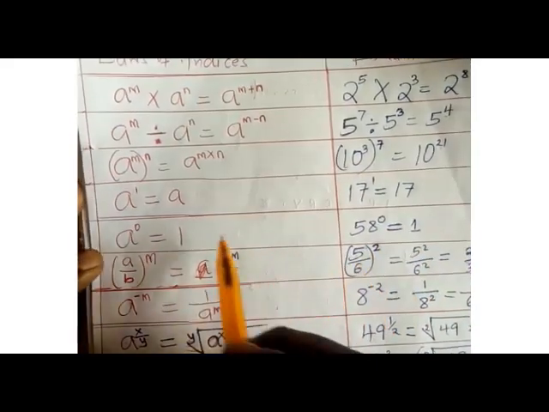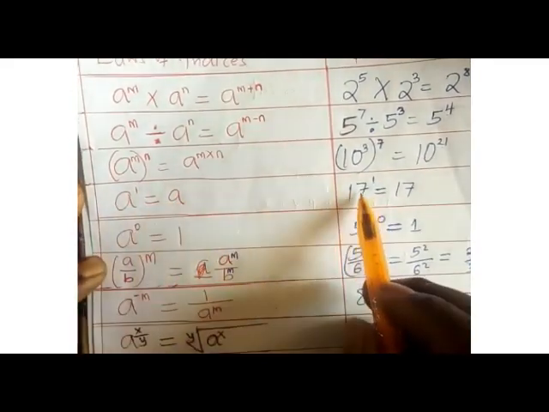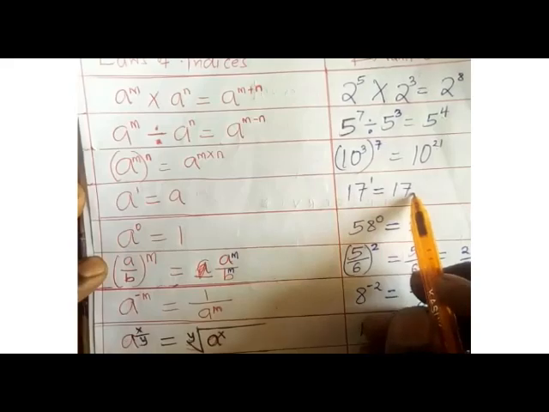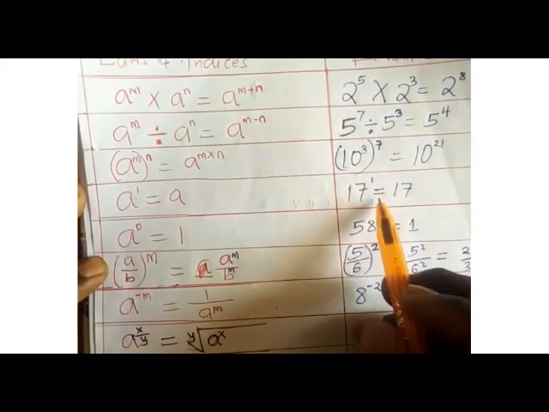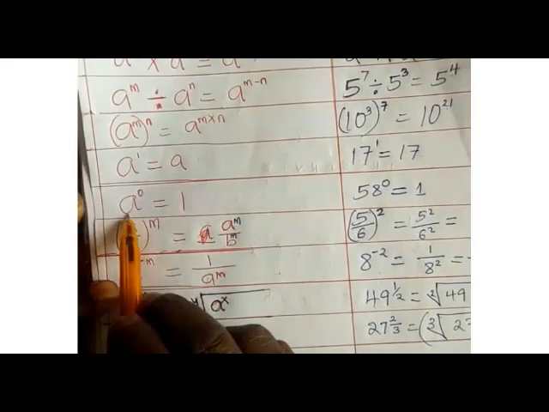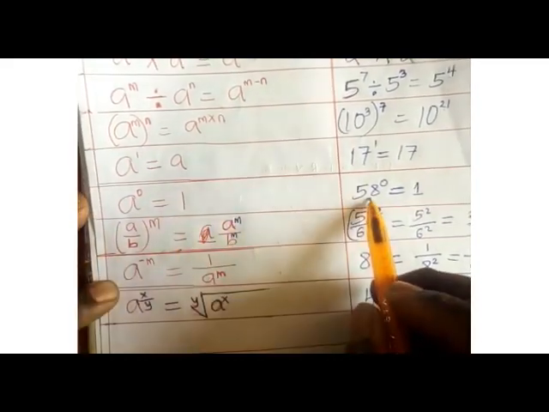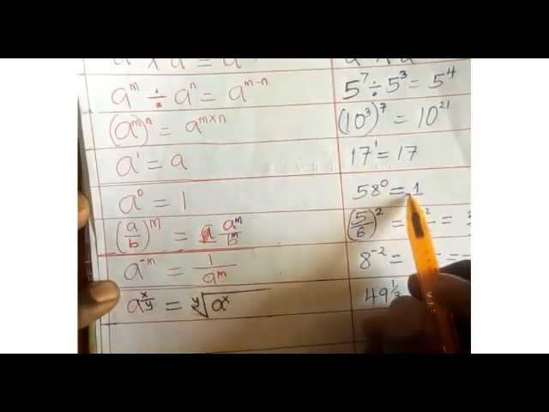Very fine. Any number raised to power 1 is equal to that number. You should know 17 raised to power 1 is equal to 17. It's the same thing. A number raised to power 0 is always equal to 1.